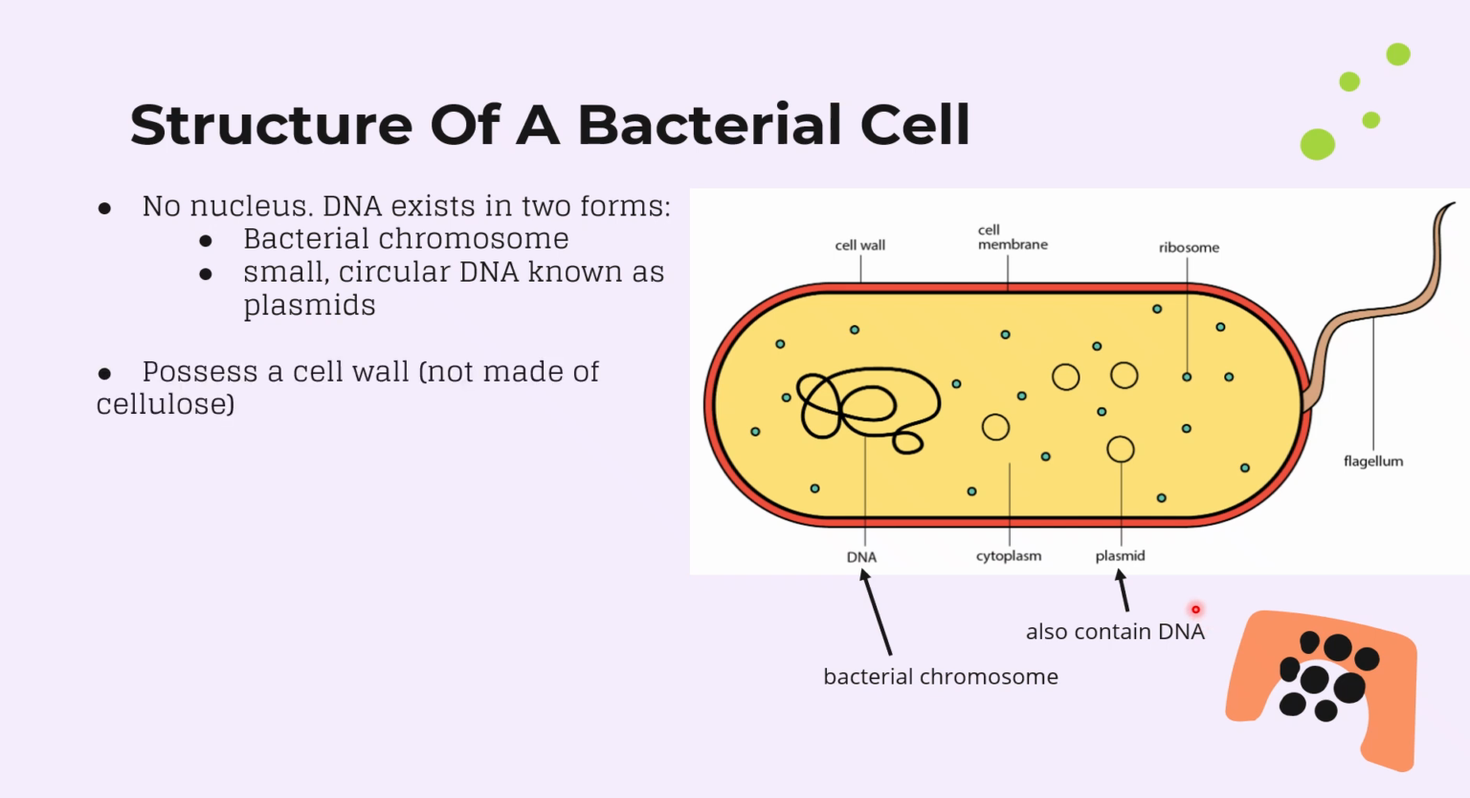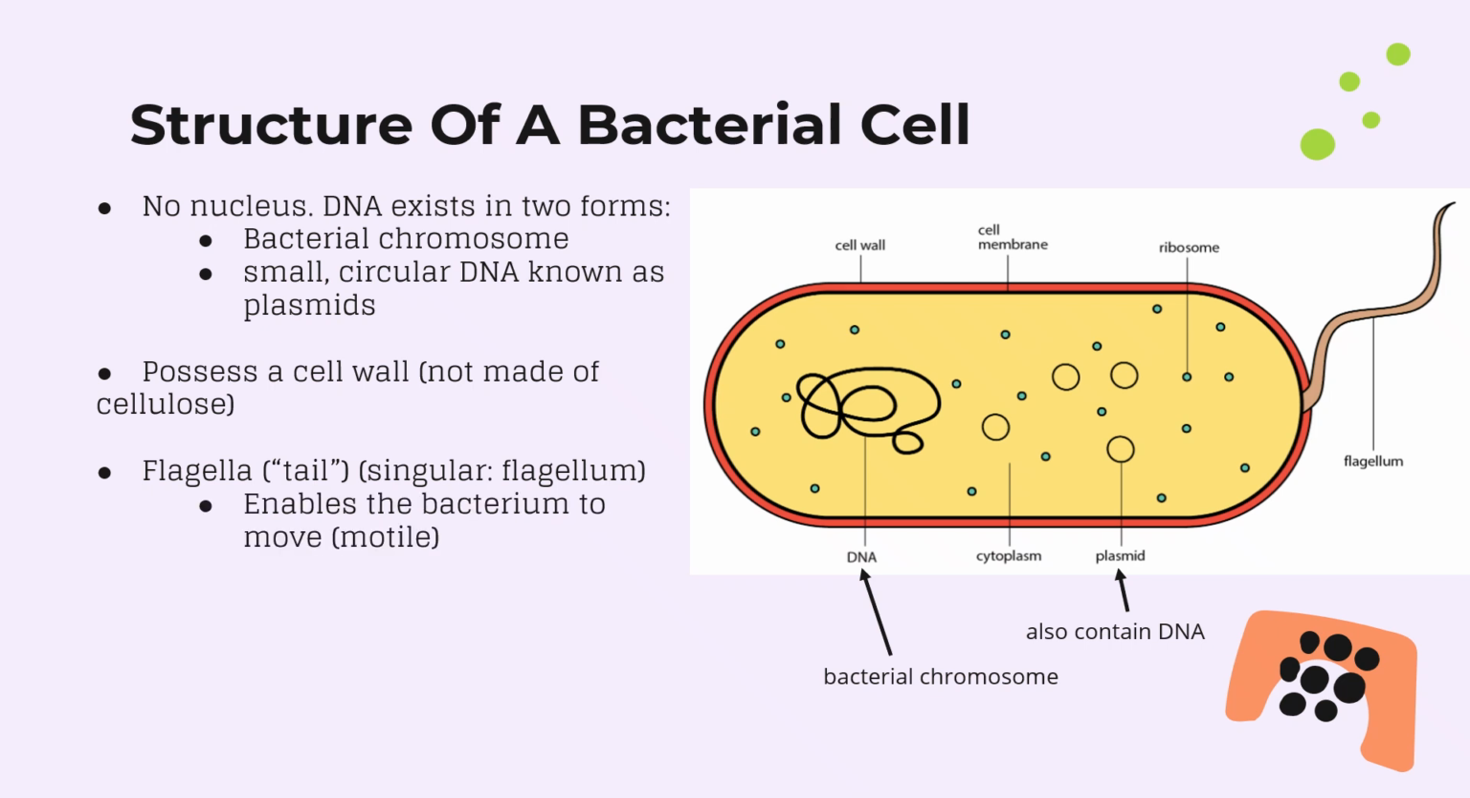Bacteria have a cell wall. But please don't get confused with the cell wall of a plant cell, because the bacterial cell wall is not made of cellulose. They share the same term, but the structures are totally not the same. Most bacteria have a tail, like a sperm cell. We call this tail flagella for plural, and singular, we call them flagellum. The tail, just like a sperm cell tail, will spin and enable the bacterium to move. So we describe this movement as motile, as having motility. Sounds like mobile, but we use the word motile to describe movement.